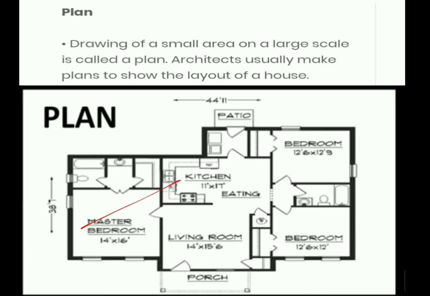With the scale, the maps are drawn by architecture engineers. So these maps are called plans. The drawing of a small area on a large scale is called a plan. Architects usually make plans to show the layout of a house. For example, say you have a 30-40 site. You are going to the architect engineers' offices.